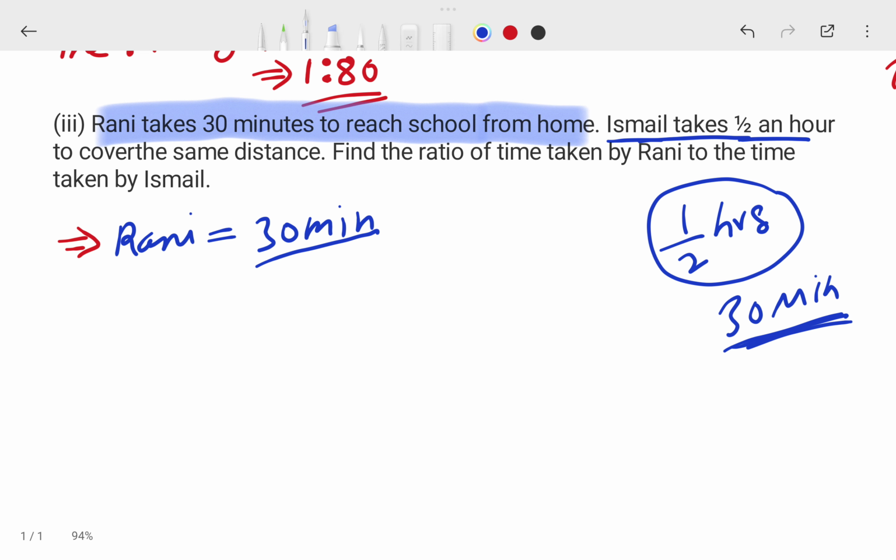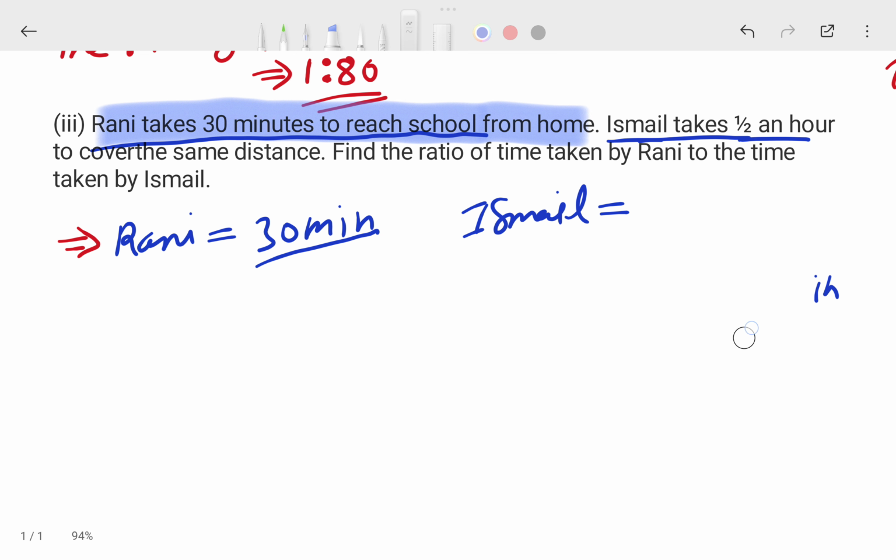Okay, now someone says I am waiting for 30 minutes, but someone says I am waiting for half an hour. So half an hour means 30 minutes only. So Rani takes 30 minutes to reach school. And what is the girl's name? Is it given as Smiley or whatever its name? Smiley takes half an hour. Smiley takes how many hours? It's taken half an hour only.